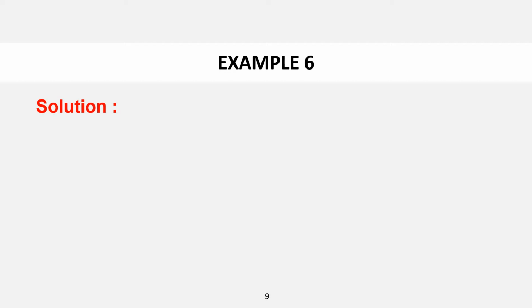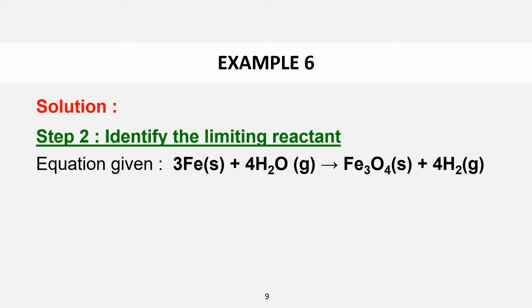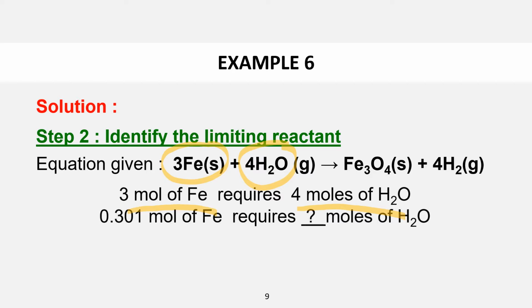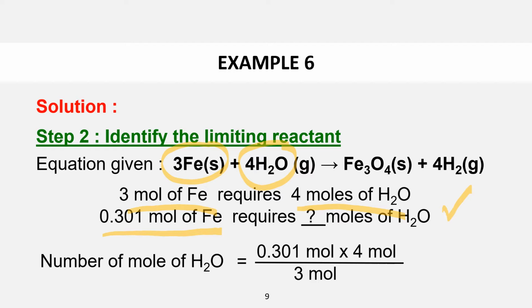The next step is to identify the limiting reactant. From the given balanced equation, we can see that 3 moles of ferrum require 4 moles of H2O. Thus, if 0.301 mole of ferrum is available, how many moles of H2O are needed? To determine the number of moles of H2O needed, we can use the cross-multiply method. Thus, you will obtain the number of moles of H2O needed, which equals 0.401 mole.